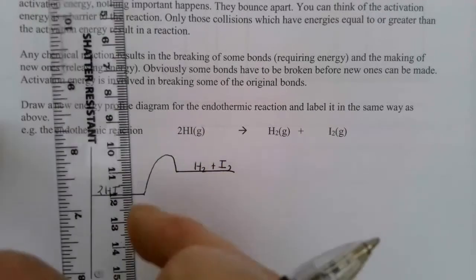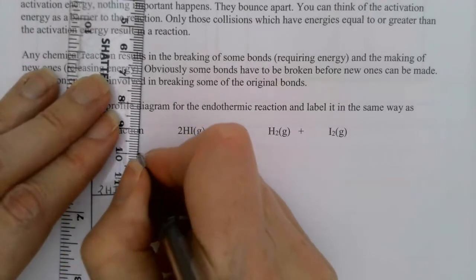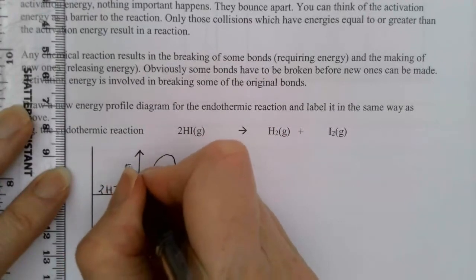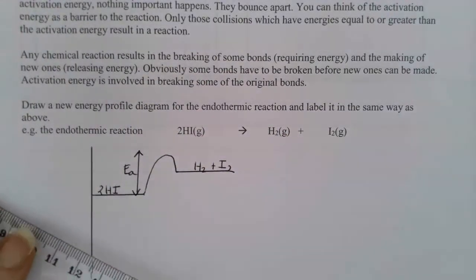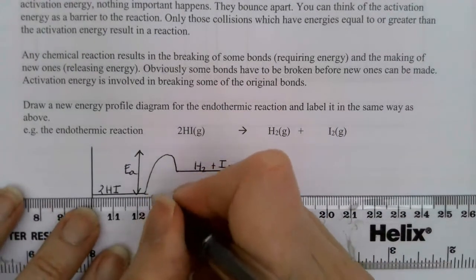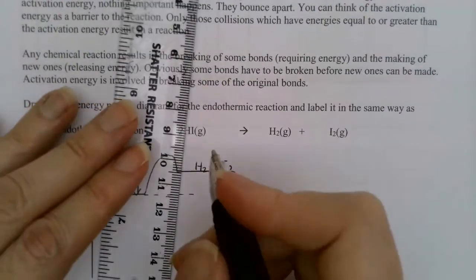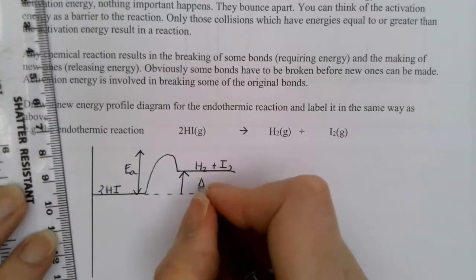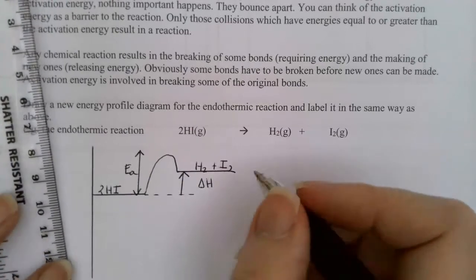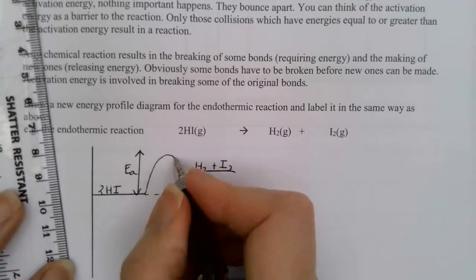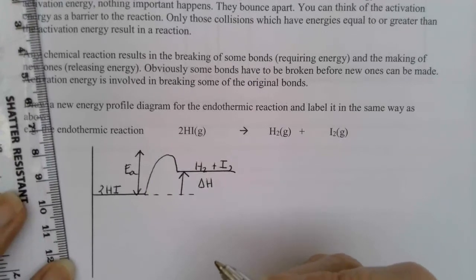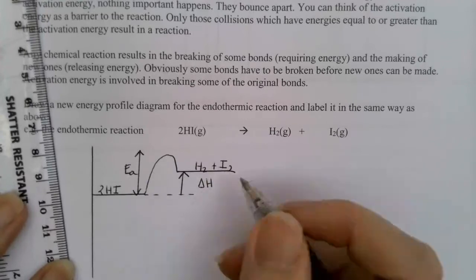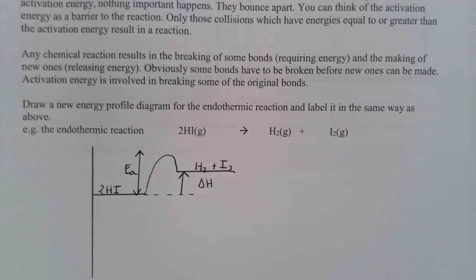We still have this activation energy here to the top, to the maximum, that is EA, and we still have our overall delta H, and this time the delta H is positive, pointing the arrow that way, delta H. Here again I've got my transition state going through the individual atoms. So this is bond breaking, bond making, but this time it's an endothermic reaction.